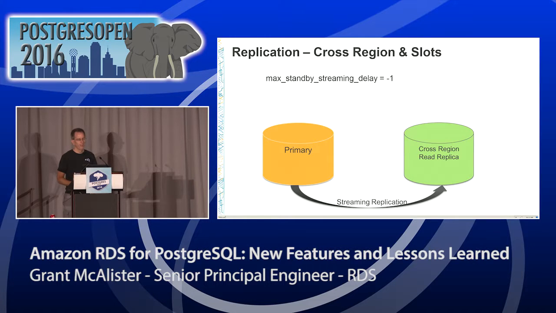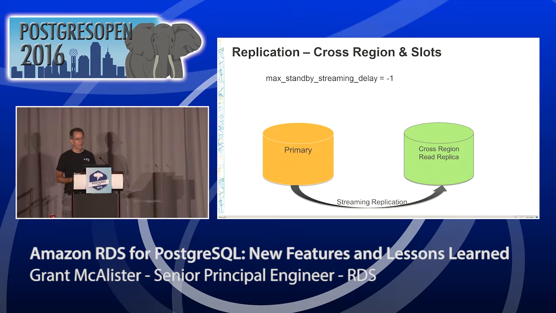One thing I would point out is that some customers set max standby streaming delay to -1. How many people know what that does? How many people think that's a good thing to set on their databases? What this does is it says delay indefinitely while there's a transaction that's going to conflict. So your replica can get infinitely behind, which in the case of having slots means that it will just keep accumulating logs. This is one you really want to be very careful with, especially with something using slots.